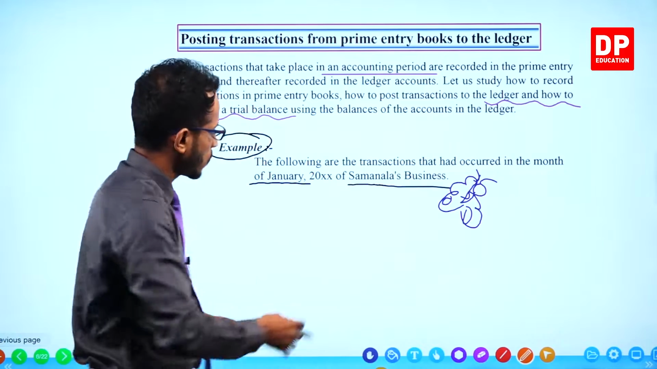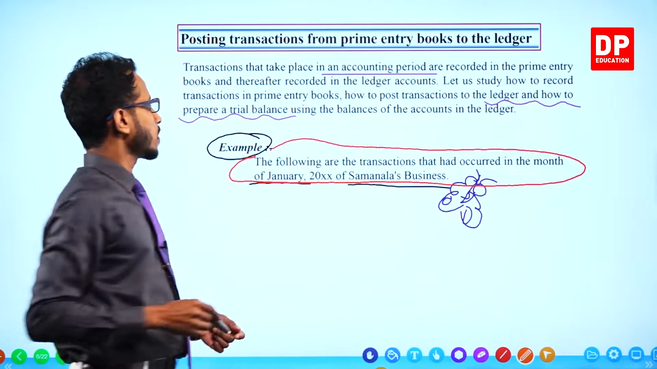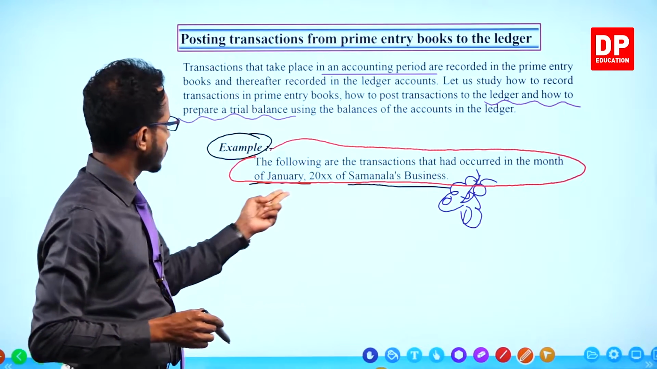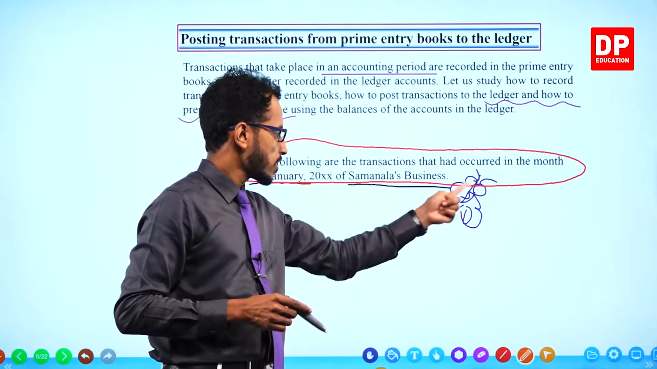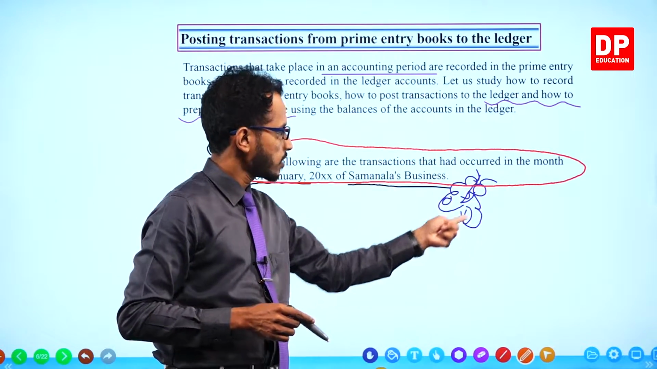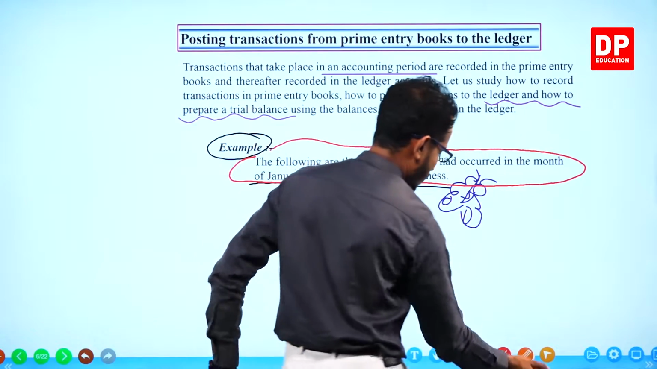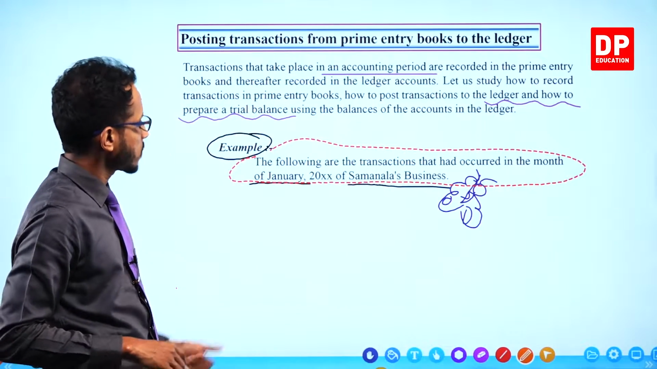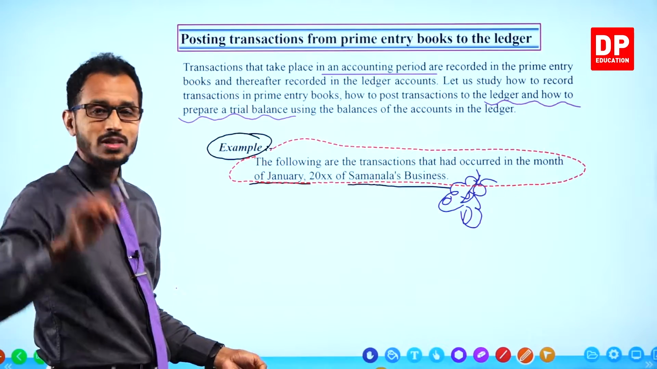Let's go. First, we read the question. It is the transactions that occurred in the month of January in Samanala's business. That is why there's a Samanala picture here. For the month of January, all the transactions are given.